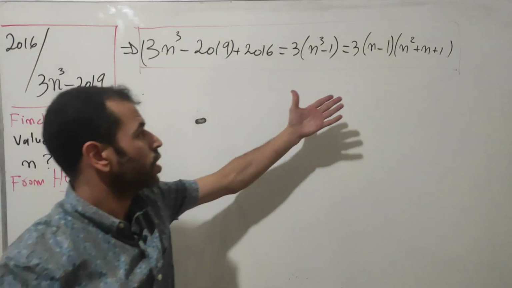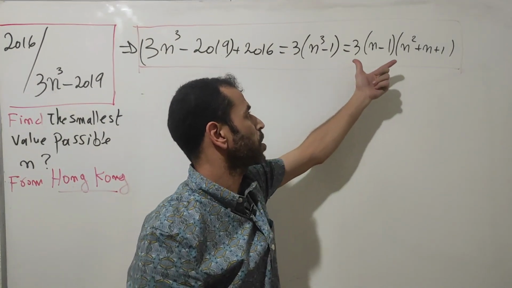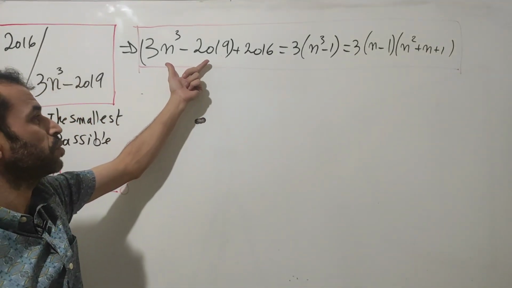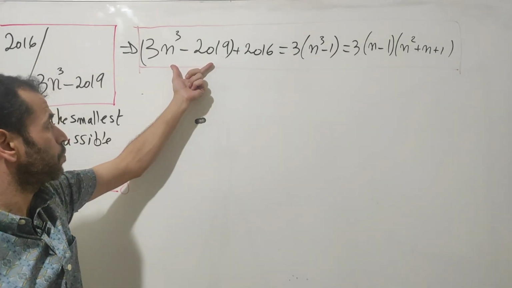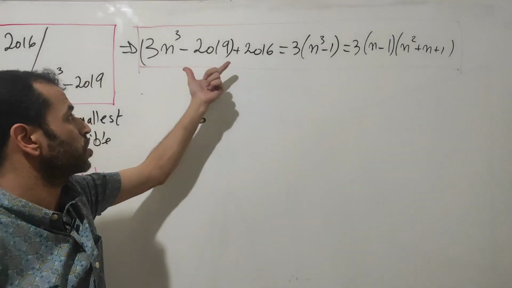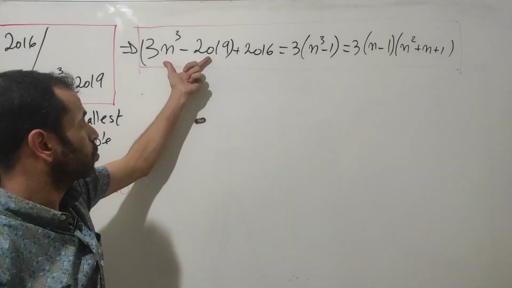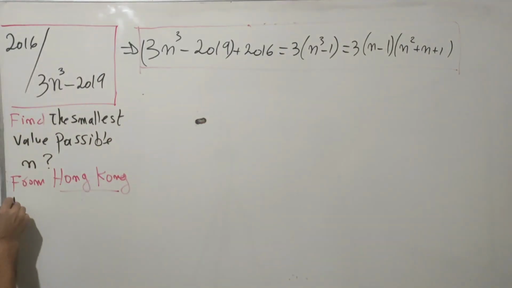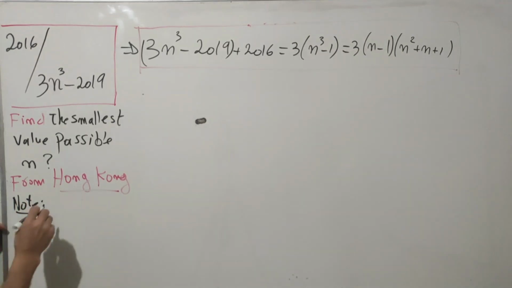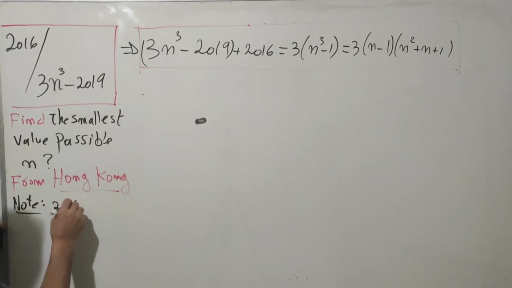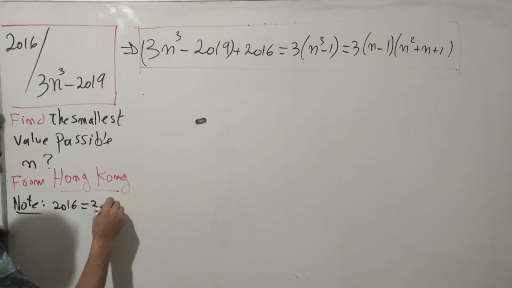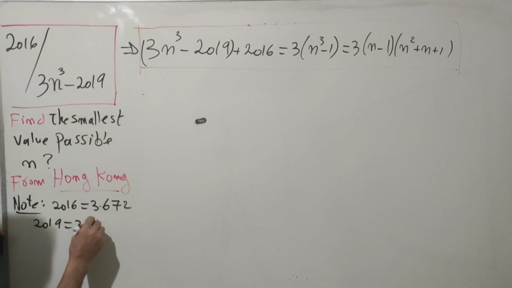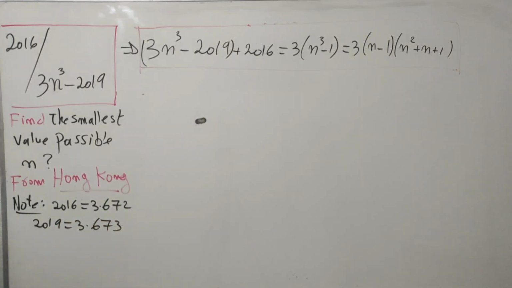Now if you take a look at this product, since we got a factor of 3 here, the right hand side of this equation is divisible by 3, which means the left hand side must be divisible by 3 as well. Each term of this sum is going to be divisible by 3, including 2016. Notice that 2016 is the same as 3 multiplied by 672, and 2019 is the same as 3 multiplied by 673. So we get 3 everywhere.